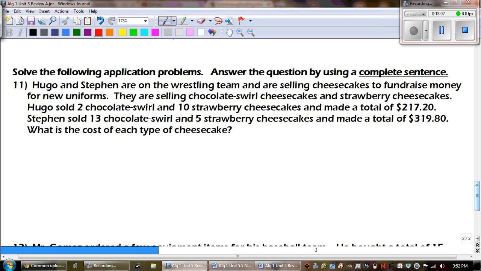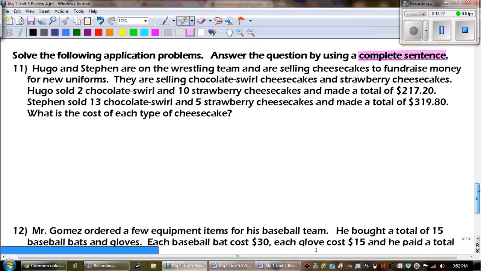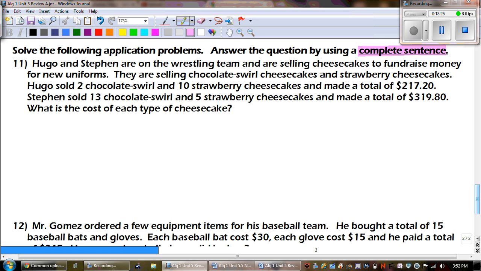So now we have word problems. It says to solve the following application problems, answer the questions by using a complete sentence. Okay, so we got 2 of these, and I guess I'll be nice. We'll do the first one together. So Hugo and Stefan are on the wrestling team selling cheesecakes to fundraise money for new uniforms. They're selling chocolate swirl cheesecakes and strawberry cheesecakes. Those are the 2 things we're going to be talking about. So chocolate swirl and strawberry.